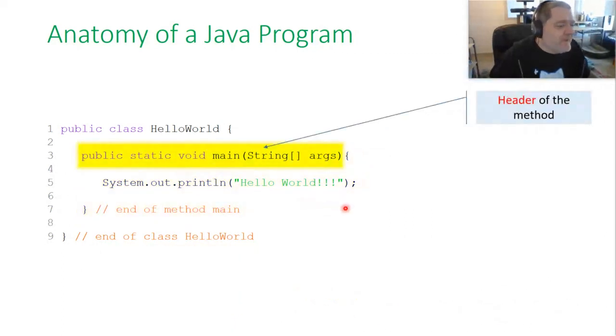All right. So a little bit of jargon, okay? Bear with me, a little bit of terminology here. What do we call that part of the method? Everything that starts public static void, the name of the method, parentheses, everything inside the parentheses. We call that the header of the method, okay? It tells you I'm about to define a method, or it tells Java more specifically, I'm about to define a method. Here's the name of the method.